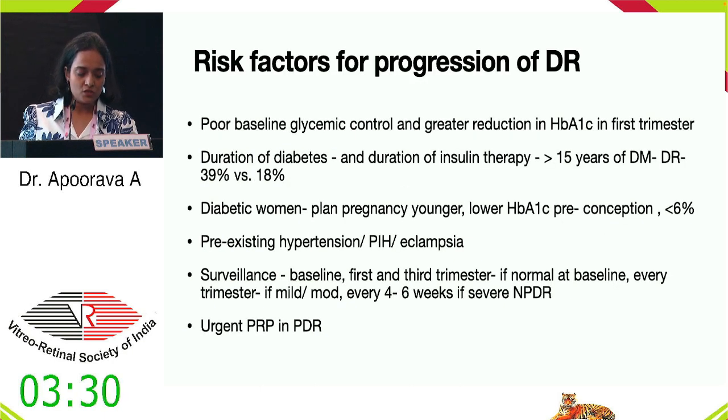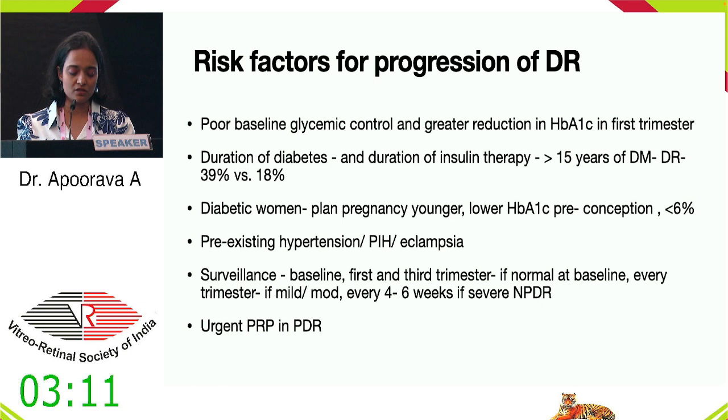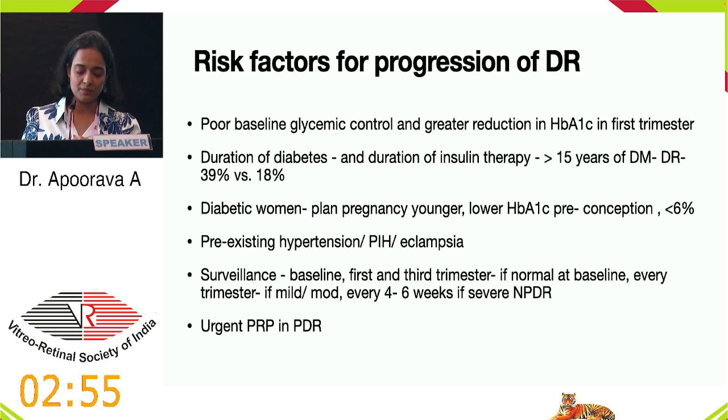These are the risk factors for progression of diabetic retinopathy: poor baseline glycemic control and, interestingly, a greater reduction in HbA1c in the first trimester. Duration of diabetes and duration of insulin therapy have been shown to have higher rates of progression. If there is more than 15 years of diabetes duration with insulin therapy, the risk is 39% versus 18% with a lower duration. Obviously, it is advisable for diabetic women to plan the pregnancy younger and have a lower HbA1c preconception. Less than 6% is ideal.